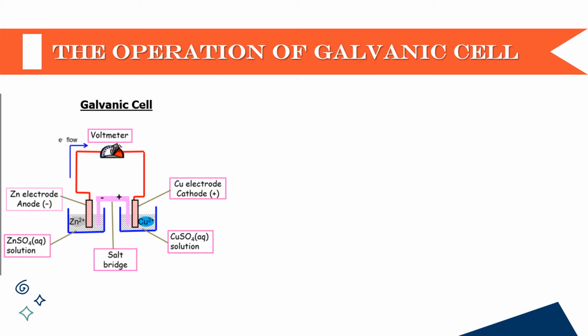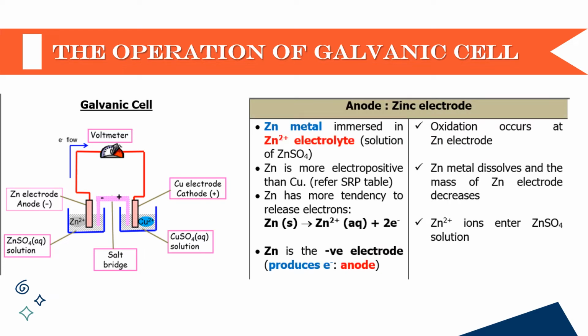Now let's take a look at the detailed process of what happened at each electrode, at anode and also at cathode. We're going to start with anode first. Our anode, the electrode used over here is zinc electrode. You need to make sure our electrode must be solid. Compulsory, it must be solid. You cannot use something that is in aqueous phase or gas phase as electrode. Electrode must be solid. Wajib, compulsory.